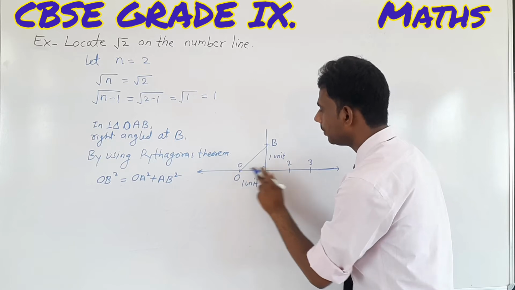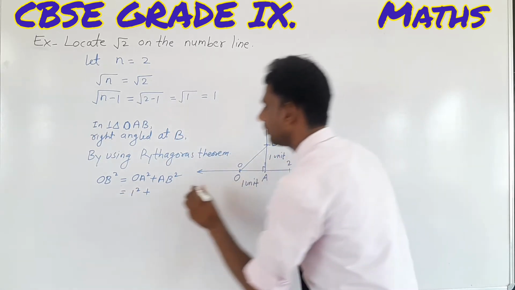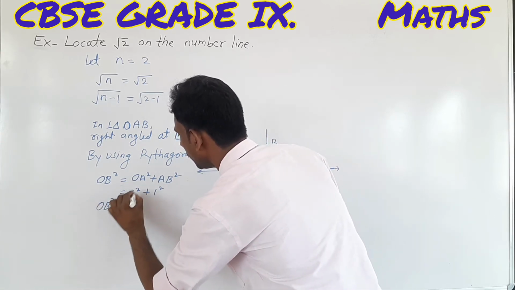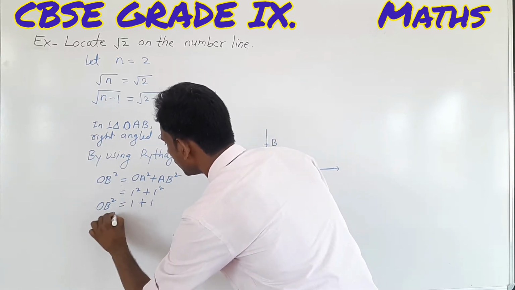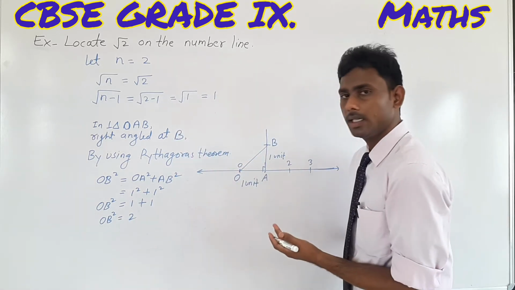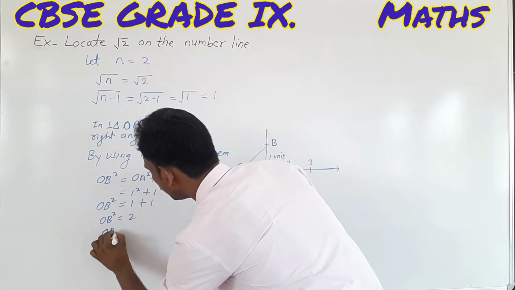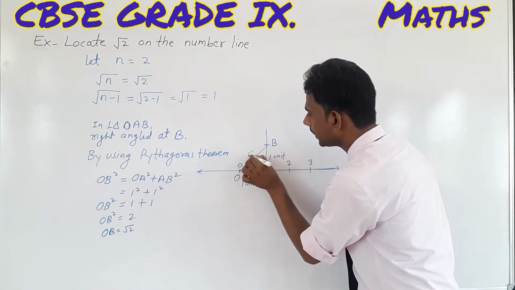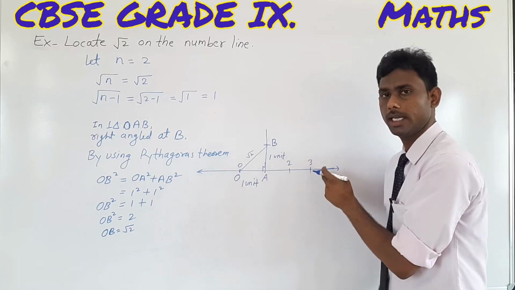Substitute the values: OB square equals 1 square plus 1 square, which is 1 plus 1, equals 2. Find the square root of both sides. Then we get OB equals root 2. This length OB represents root 2, but we need to represent this length on the number line.